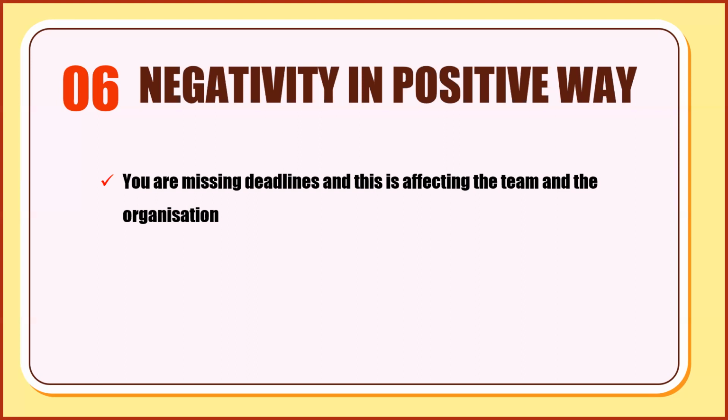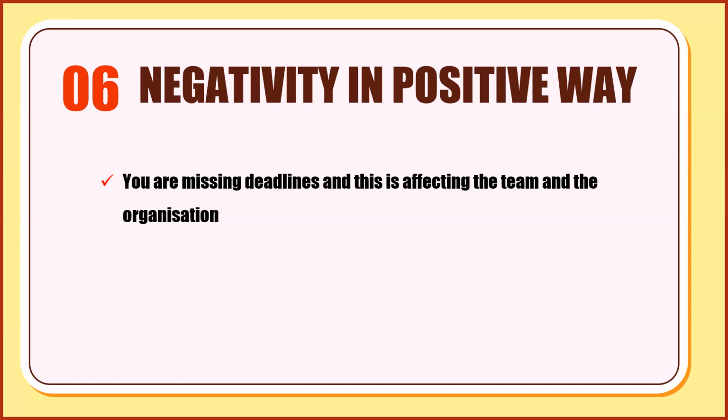For example, if an employee in an organization is missing deadlines, and this is having an impact on his team members, and his superior gives feedback in this manner: you are missing deadlines, and this is affecting the team and the organization. This is actually telling the person that you are at fault, and because of your shortcomings, it is affecting the team and the organization.